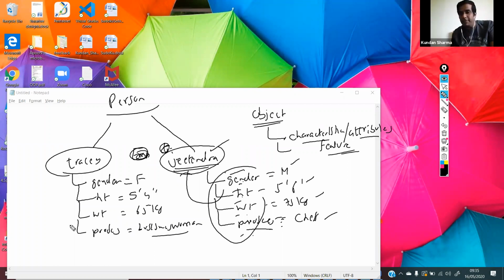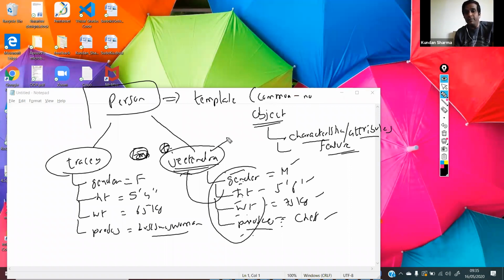So what is this person? Person is something you can call a template, or maybe you can call it a common noun. An English word, common noun. If I say, can you give me an example of a person? So Jitendra is an example of a person. It is a specific example of a person. Can you give another example of a person? The answer is Tracy is another example of a person.